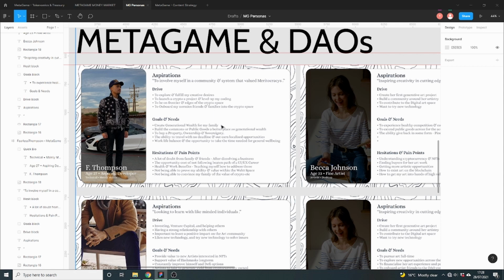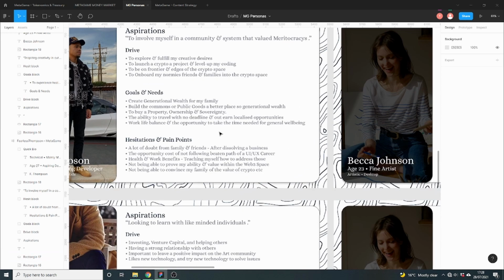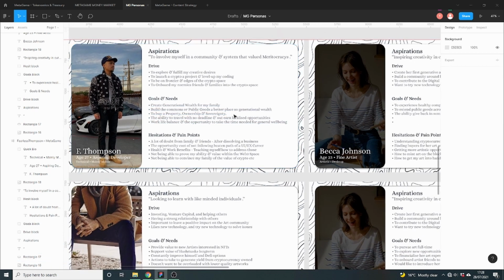One of my big aspirations is to involve myself in a community, in a system that values meritocracy, because that's something I don't see a lot of in the regular world. I also want to support things that are going to support the community, and not just a certain percentage of people based on how much finances they have, and other things such as that. Those are my altruistic values.